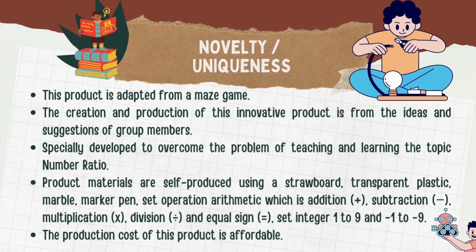The product materials used are self-produced using a straw board, transparent plastic, marble, marker pen, a set of arithmetic operations, and a set of integers 1 to 9 and negative 1 to negative 9. Because of that, the production cost of our innovative product is affordable.